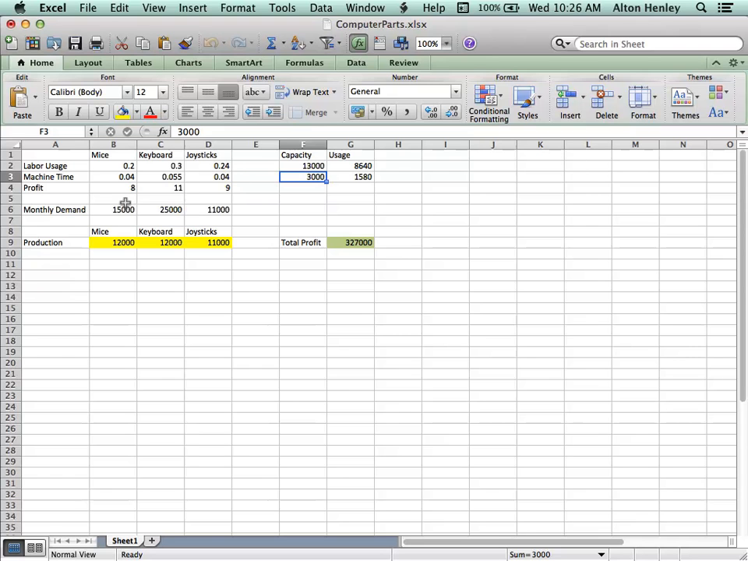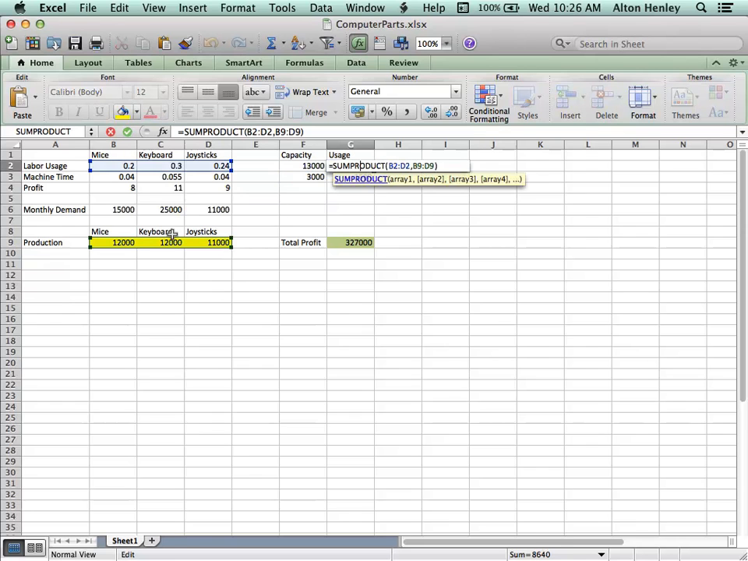So I had to figure out my decisions. My decisions were how much to produce of mice, keyboard, and joysticks, and I laid it out this way. So again, they would show up in the same columns for mice, keyboard, and joysticks. And I needed a couple of things I needed to compute. I needed to compute my usage.